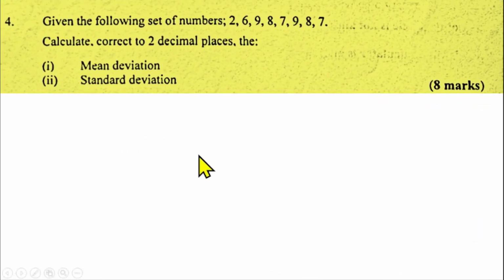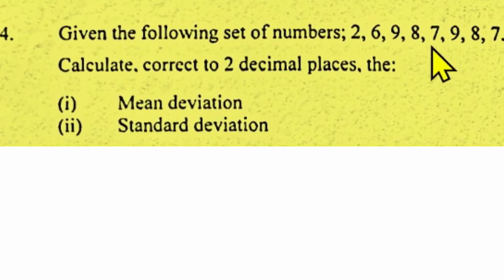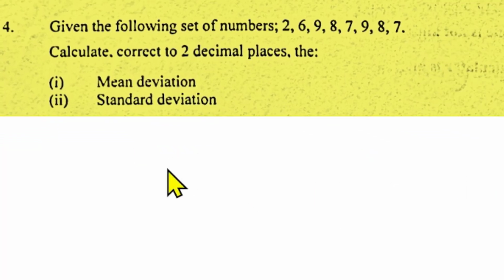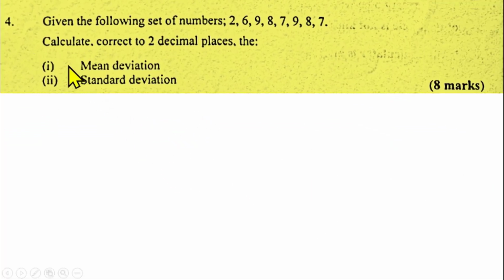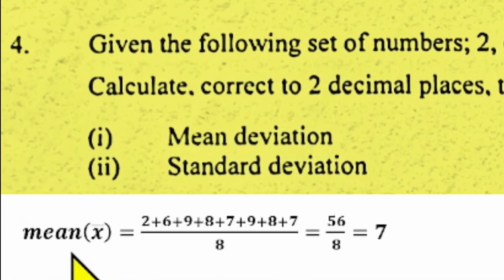Question number 4 is from statistics. In this case, we are given the following set of numbers: 2, 6, 9, 8, 7, 9, 8, 7. Calculate, correct to 2 decimal places, the mean deviation, then the standard deviation. So to find mean deviation and standard deviation, we need the mean of this data. We need the average of the data, which is the mean. So that's the first thing we are going to calculate. Although we are not asked to calculate that, you need the mean to find the mean deviation. You need the mean to find the standard deviation as well.